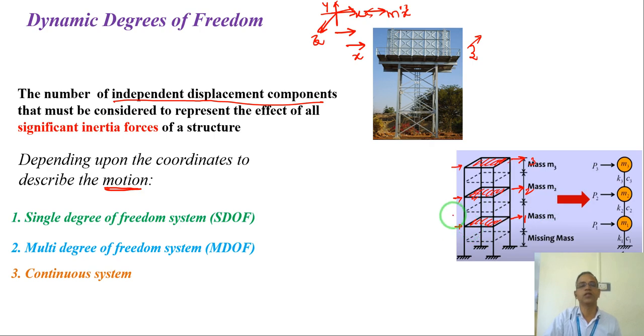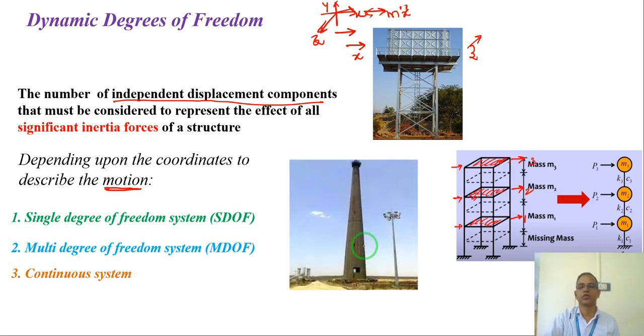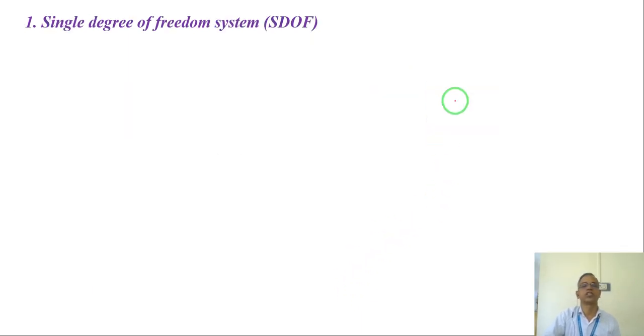Then there is another kind, which we call a continuous system, wherein we cannot say discretely that there is this number of lumped masses. Like in a chimney or cooling towers, this is a continuous mass. So this system is called a continuous system. It will have an infinite number of degrees of freedom. Right? So these are the degrees of freedom.